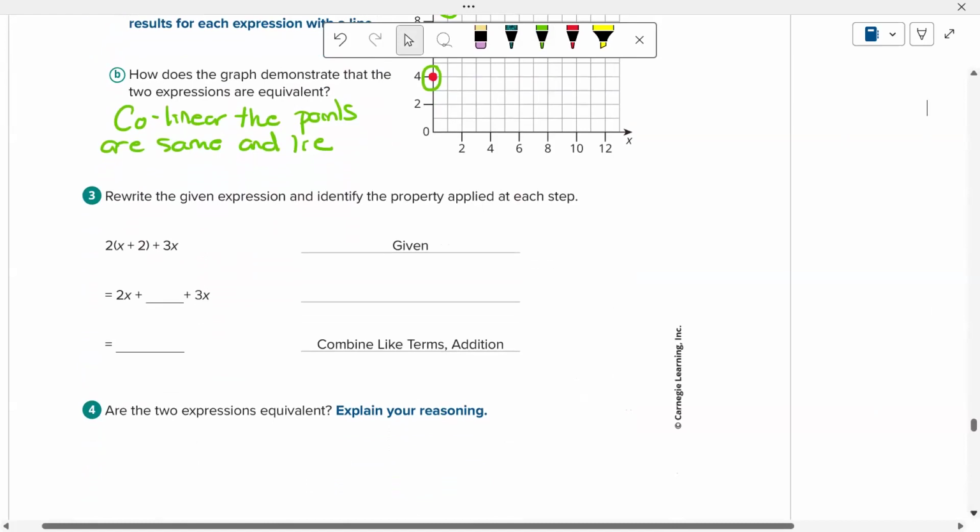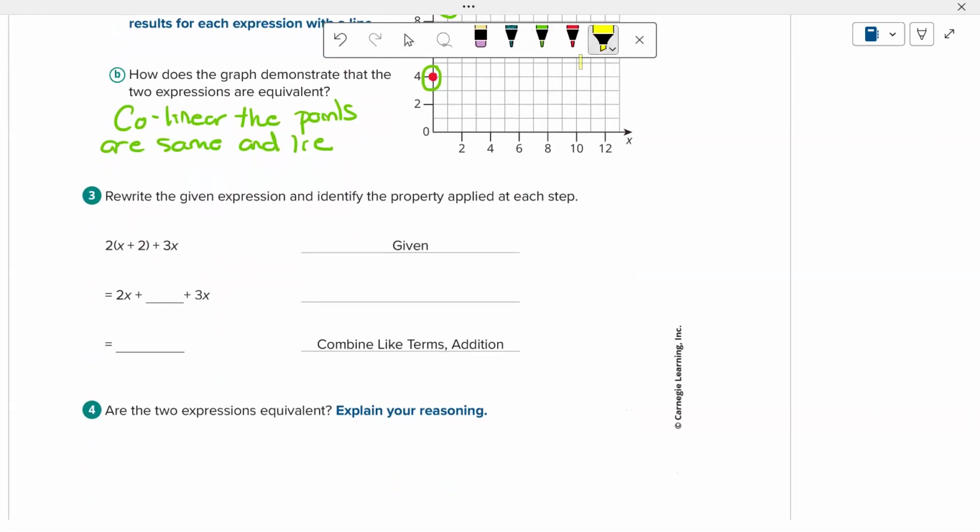All right, number three. We're going to rewrite the given expressions and identify the property. So we have to remember some old properties, and we're going to cover that again in class. So here is the D property, because we have a parentheses, a sum or difference being multiplied by a value. This is known as the distributive property. So 2 times x is 2x, 2 times 2 is 4. And then we combine like terms, you should get 5x plus 4. Nothing hard. We've done this before.